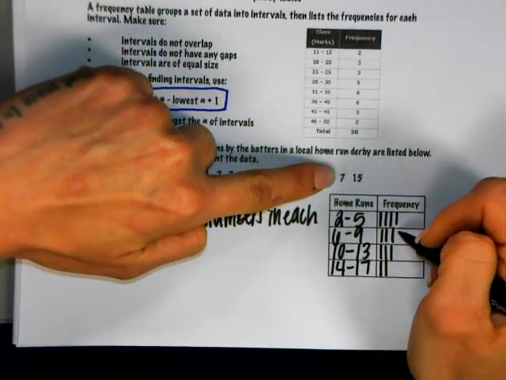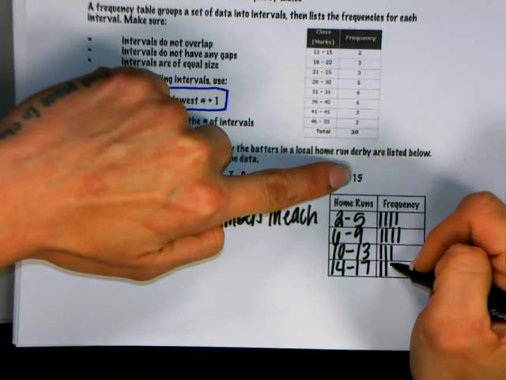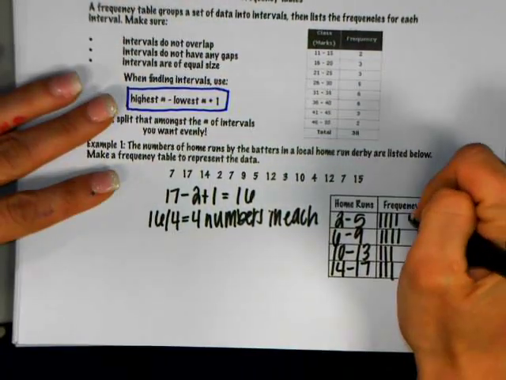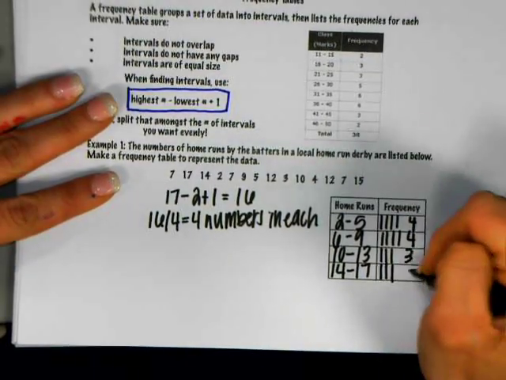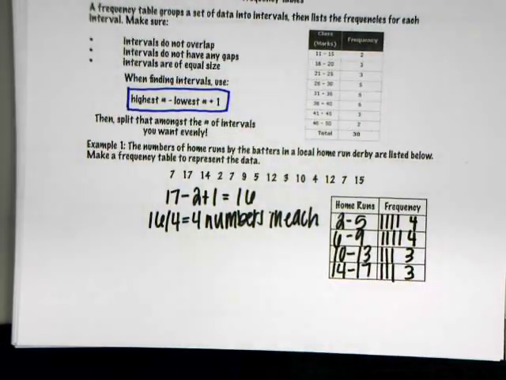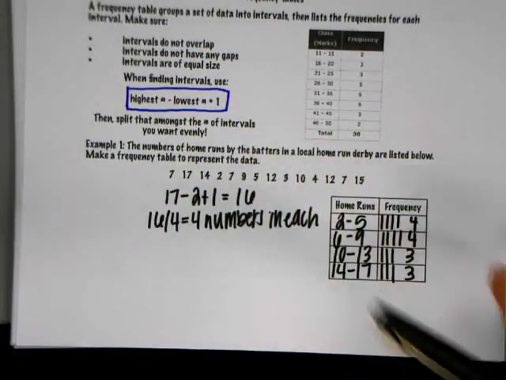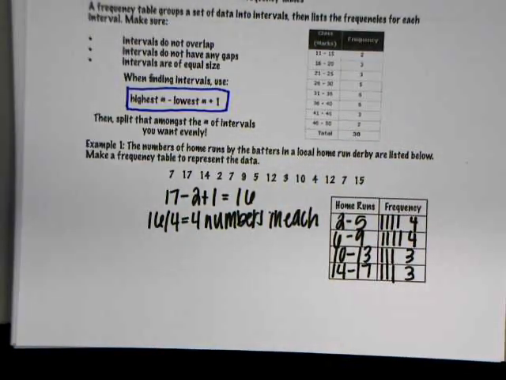Okay, so then we have your tally marks. So this would be 4. This would be 4, 3, 3. And when you add those up, you should always end up with the total amount of numbers that you had. Just so you know. Does that kind of make sense?